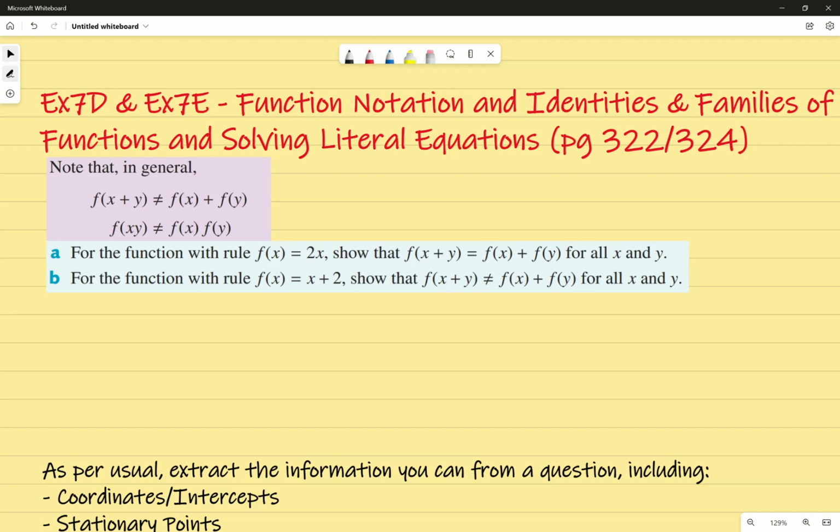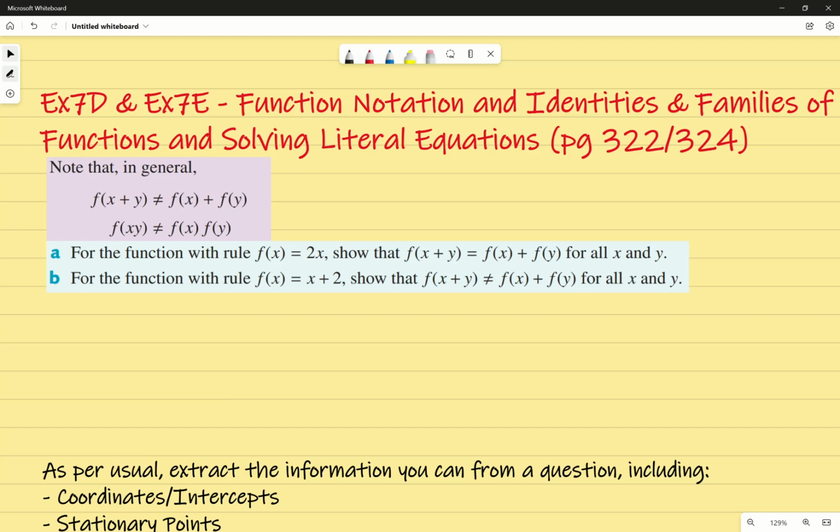This is the introduction to exercise 7D and exercise 7E on functionation and identities, and also families of functions and solving literal equations on page 322 and 324 of your textbook. Now, functionation and identities. Identities just means certain formulas that we're quite familiar with, and with functionation, we're just trying to make sure that we're all on the same page regarding how to write certain equations.